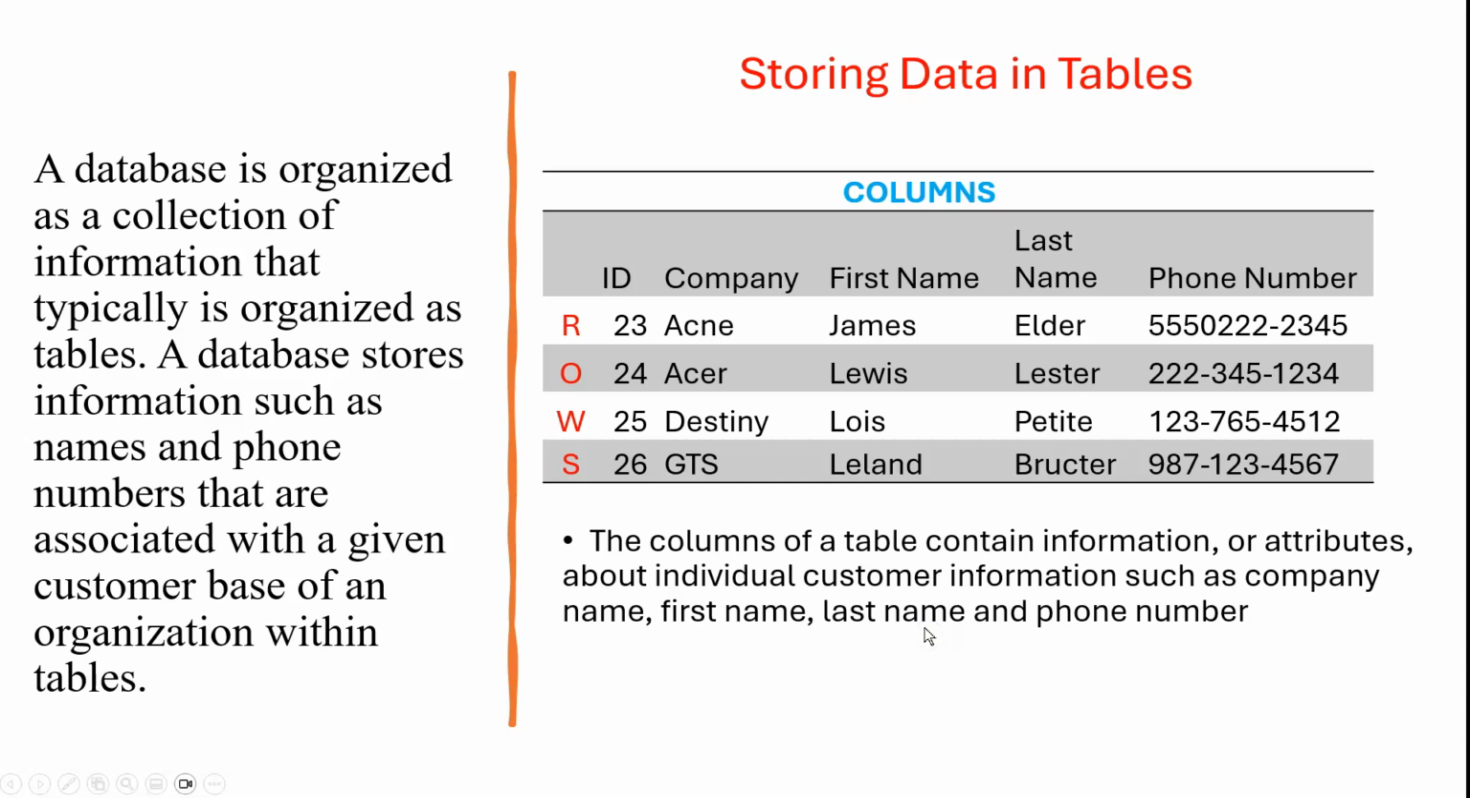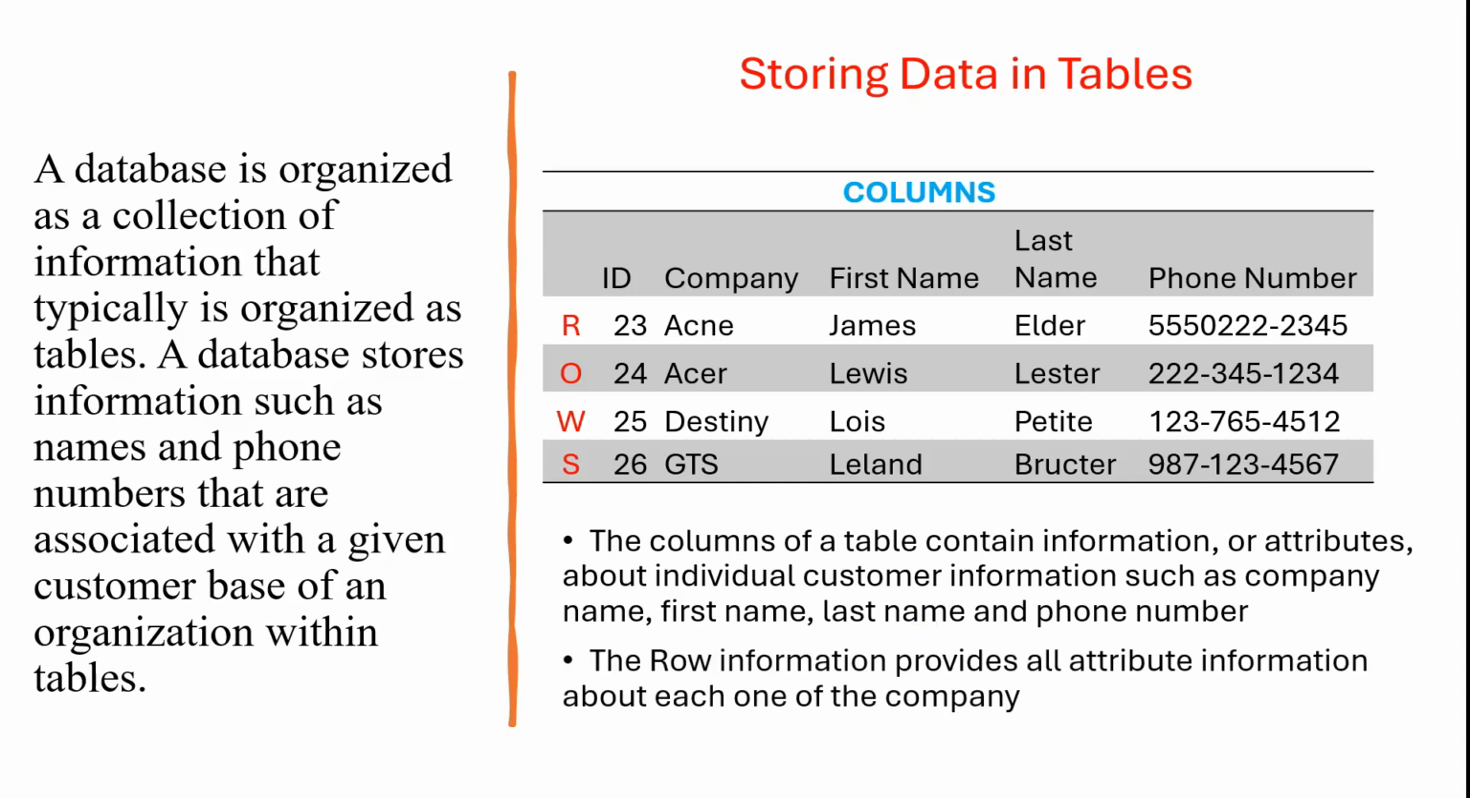The columns of a table contain attributes about individual customers, information such as company names, first name, last name, and phone numbers. Now, row information provides all the attribute information about each one of the companies that are listed there. It combines all of the attributes of the columns. So for Acme Company, in the row you will have an ID for that particular company, and you'll have a first name and a last name for a contact reference, for instance, of the person there. You also have access to their phone numbers.